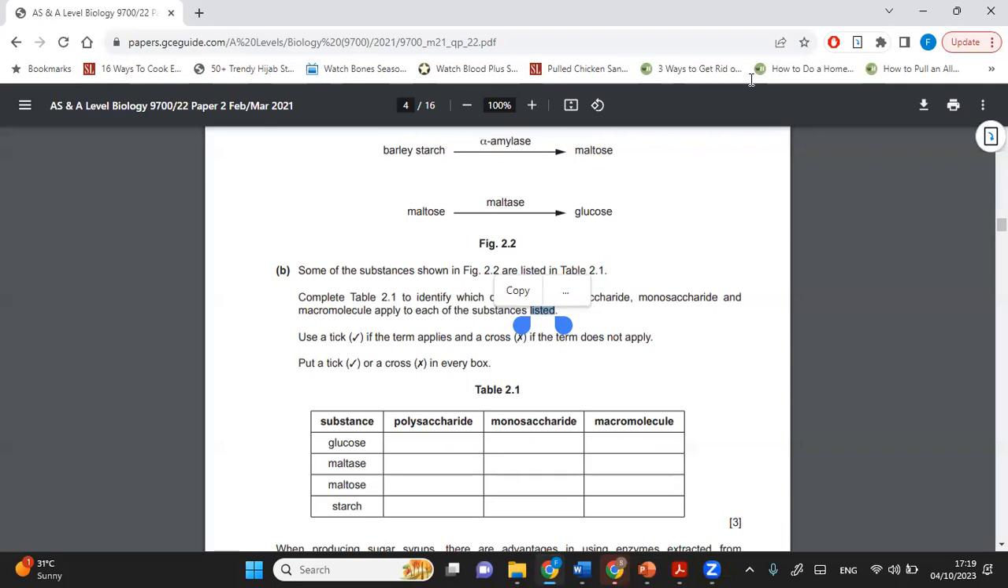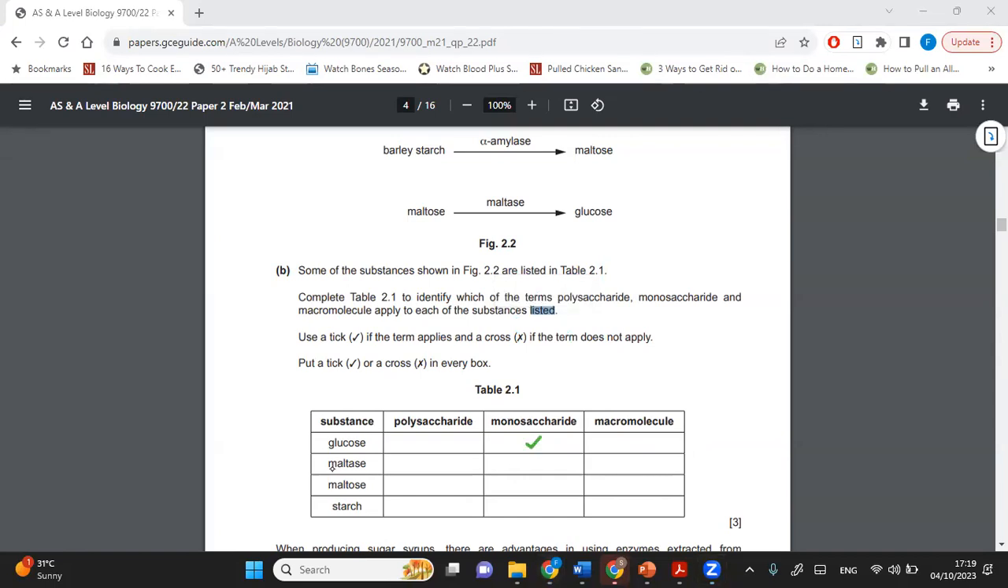What is glucose? Aruj, what do you think? Is glucose a monosaccharide, polysaccharide, or a macromolecule? So, monosaccharide? Yes, correct. 100% correct. It's a monosaccharide. Okay.